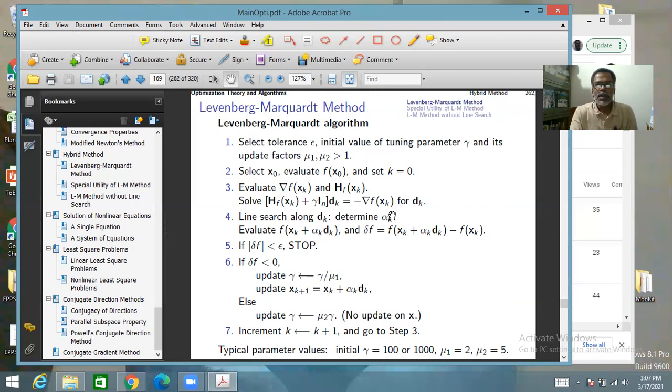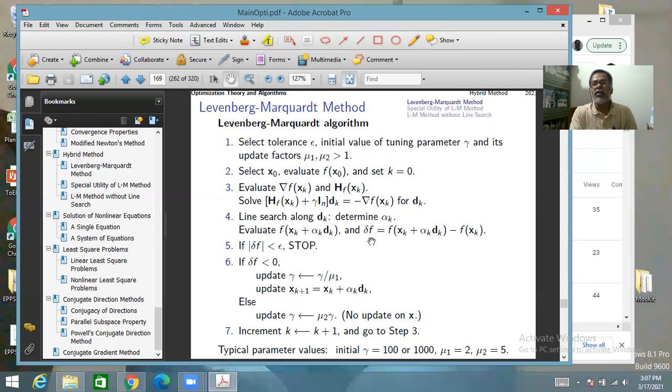Right now, do not update the variable x. Right now, find out what is the function value at the proposed new point. If alpha k is the line search result, then the proposed new point is xk plus alpha k dk. That is, xk plus 1 is supposed to be. Right now, don't update it. Evaluate the function there and find out the change in the function: the new value minus the old value.